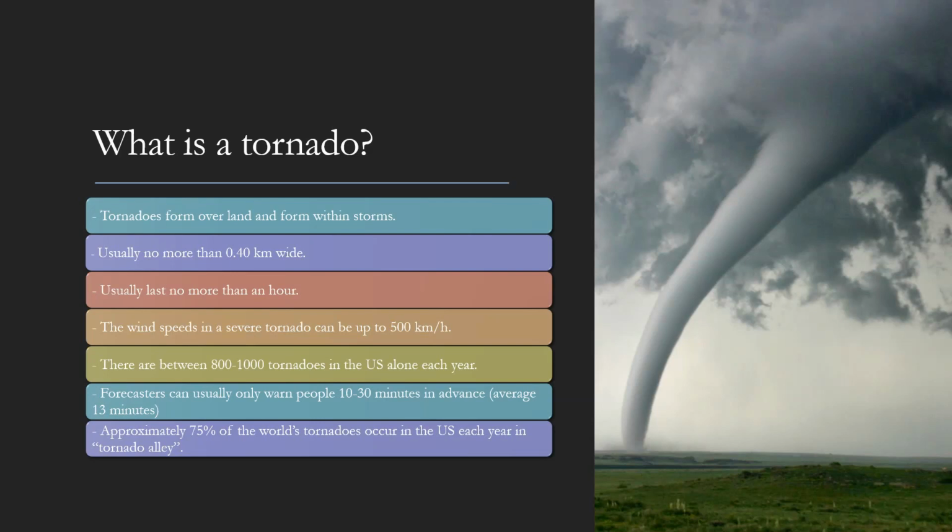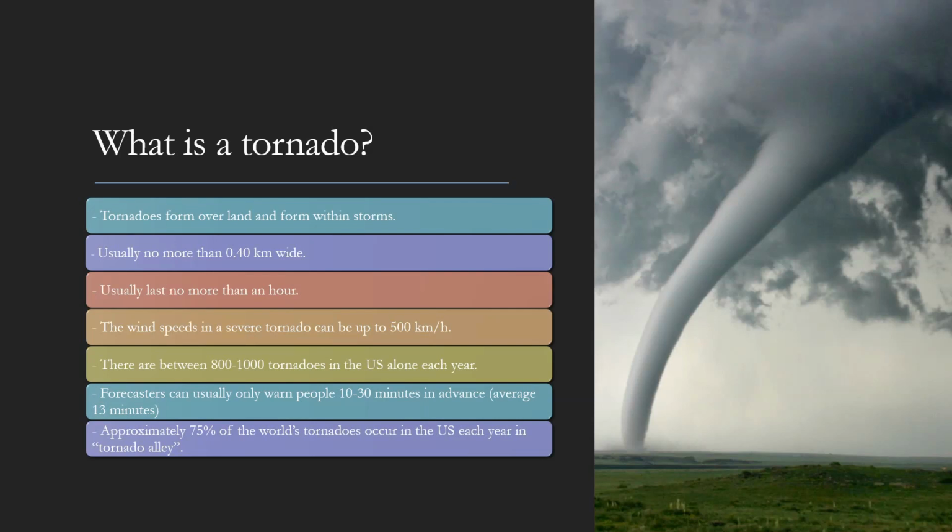So tornadoes are much smaller in scale than hurricanes, and they also are land-based. Now, tornadoes can also move over water. These tornadoes are called water spouts. They're generally much weaker than tornadoes, but they are sort of a momentarily water-based tornado. But for the most part, they're going to form over land and they're going to form within storms.